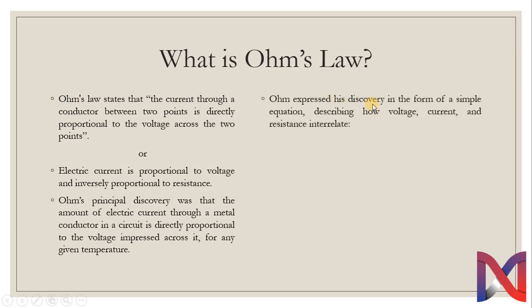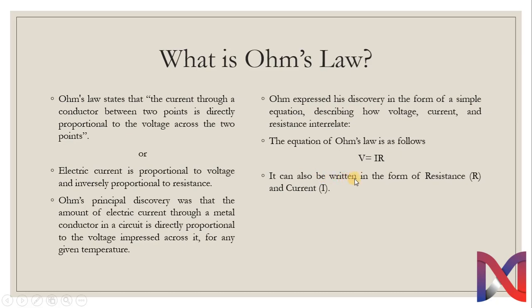Ohm expressed his discovery in the form of a simple equation describing how voltage, current, and resistance interrelate. The equation of Ohm's law is as follows. V is equal to IR. Here V is voltage, I is the current, and R is the resistance. If we remove resistance, then the relationship is direct. V is directly proportional to I.